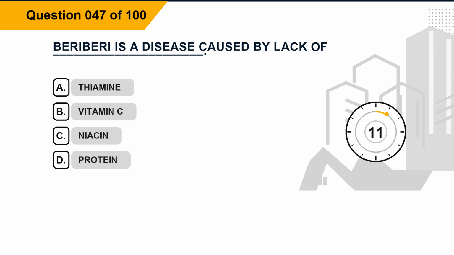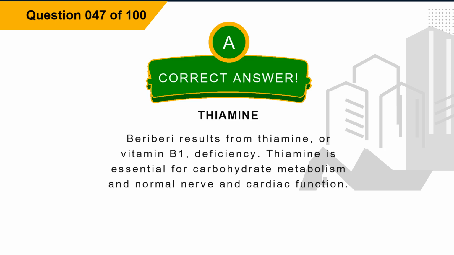Question 47. Beriberi is a disease caused by lack of blank. Option A, thiamine. Option B, vitamin C. Option C, niacin. Option D, protein. The correct answer is option A, thiamine. Explanation. Beriberi results from thiamine, or vitamin B1, deficiency. Thiamine is essential for carbohydrate metabolism and normal nerve and cardiac function.